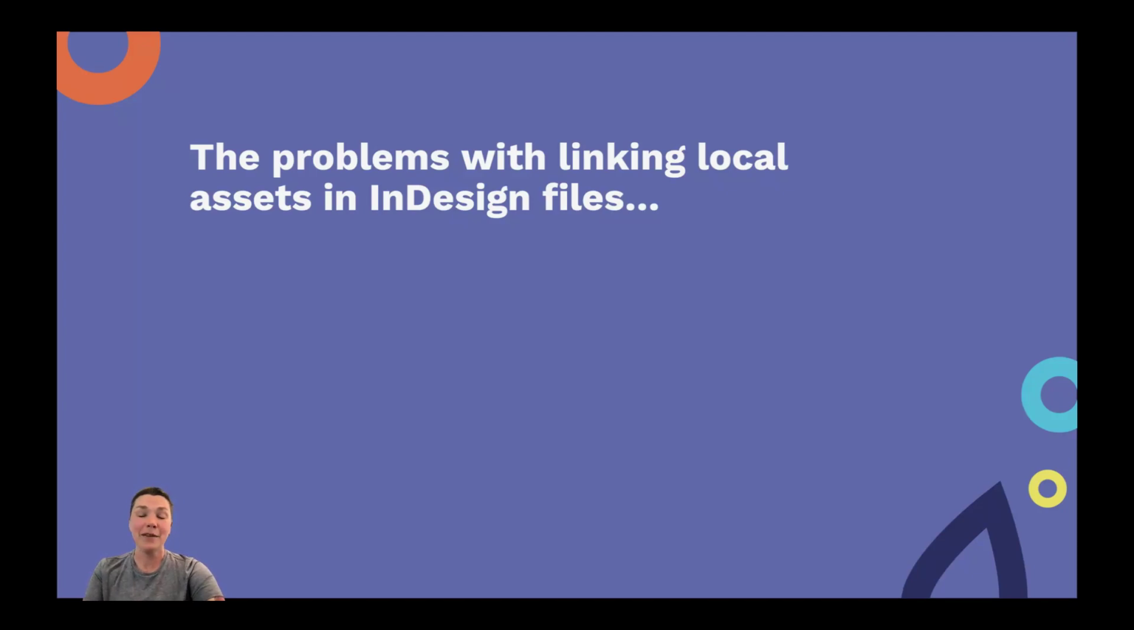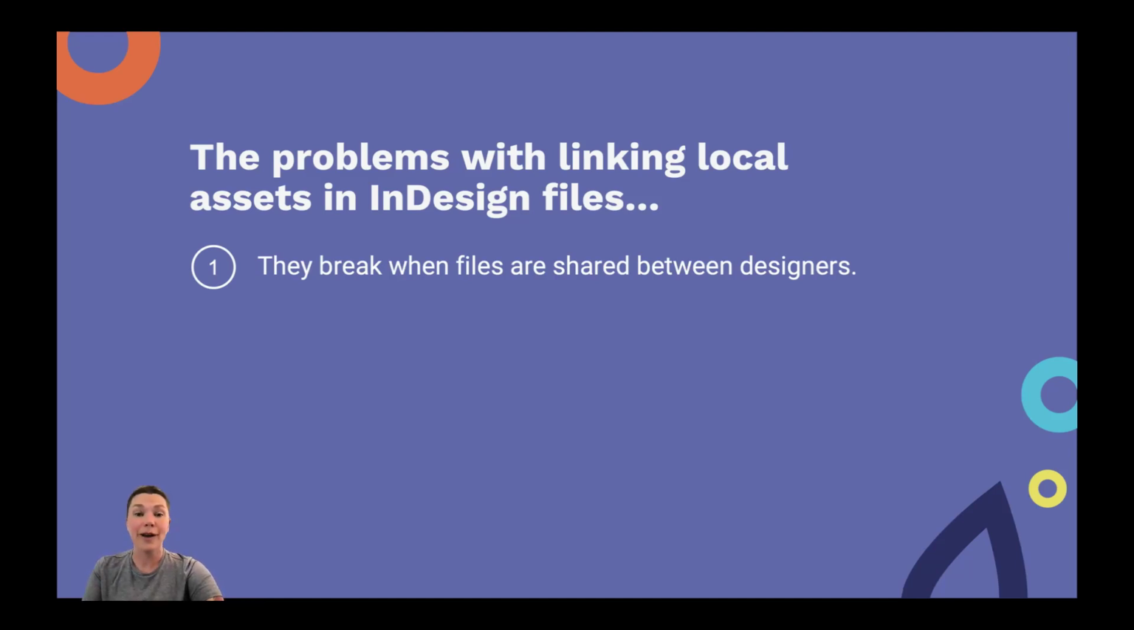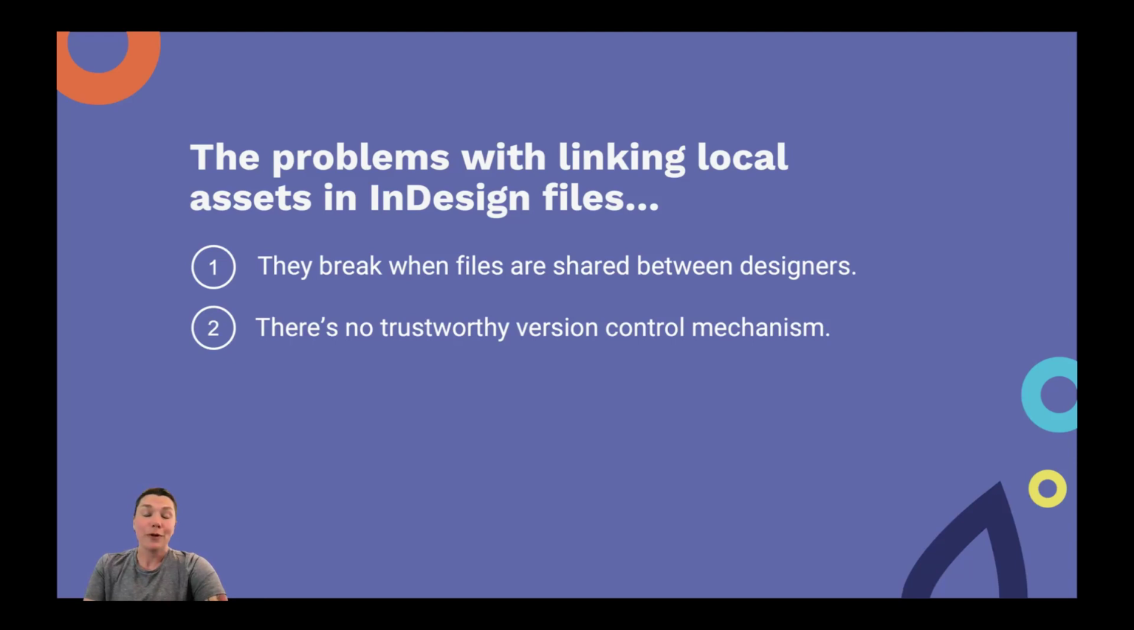So we've seen through this demo that there are problems when you're linking assets from local storage in your InDesign files. Those links break when you try and share your files between designers, or you're reassigning work. There's no trustworthy version control mechanism. You could try to rely on a file naming convention, but I promise you, I bet we've all seen, final version 1, final version 6B. And so it's not really reliable. You can't guarantee that the asset saved on your local machine is actually the most recent version.